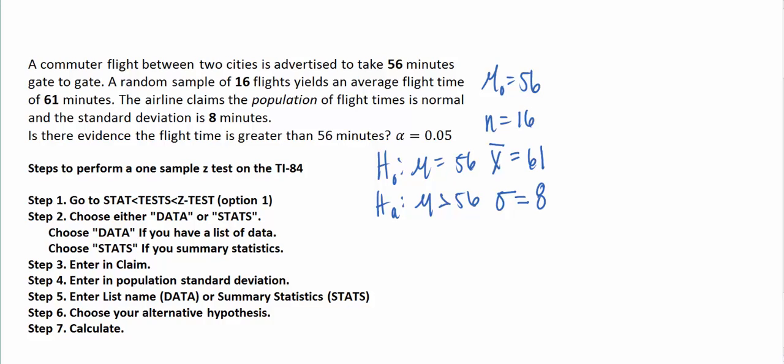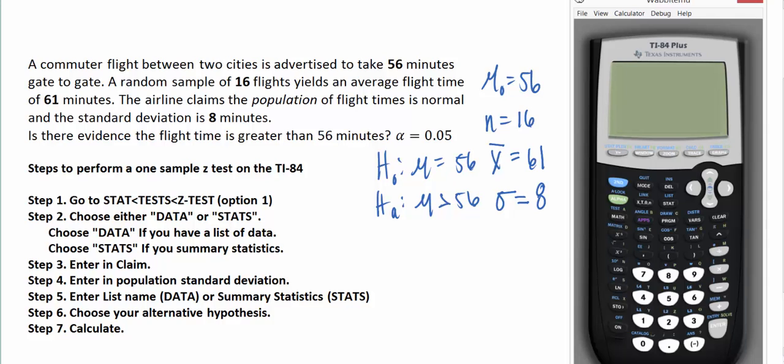So the first step when we go to the calculator is to go to the Stat button. Scroll over to Tests, and it's the first option under Tests, Z-Test. Press Enter. There's two options. You can have Stats, which will be most likely what we'll use most of the time.